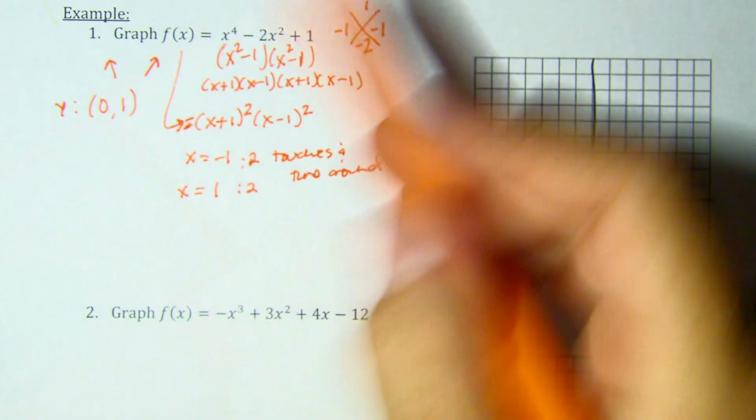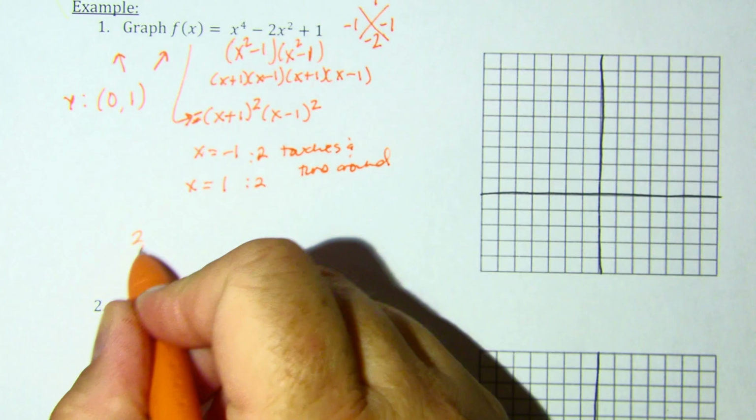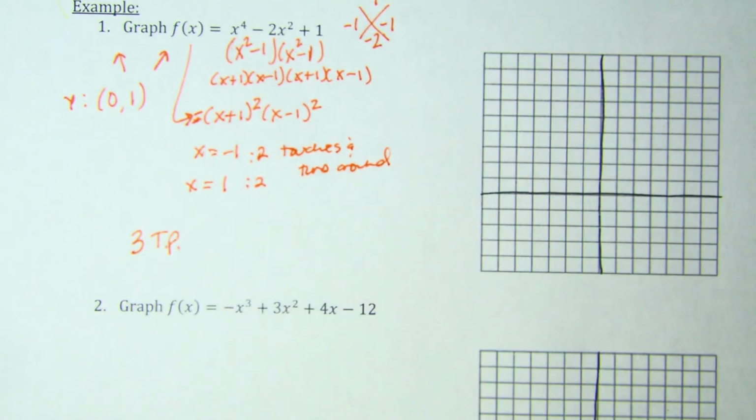Okay. Now this is a degree 4, so the other thing I can look at is how many turning points I have, and I have at most 3 turning points. So all of these pieces can kind of give us some clues.